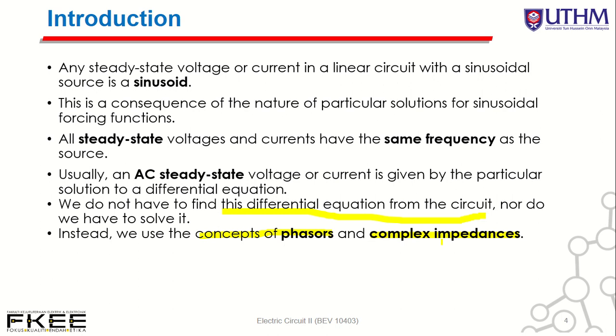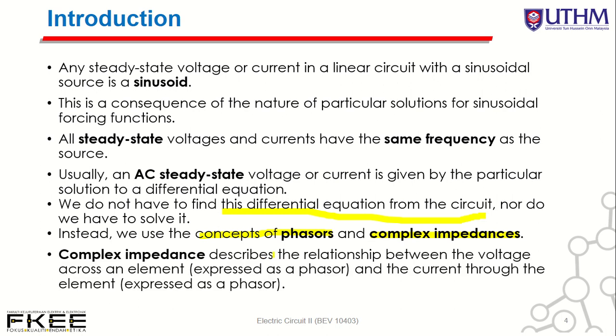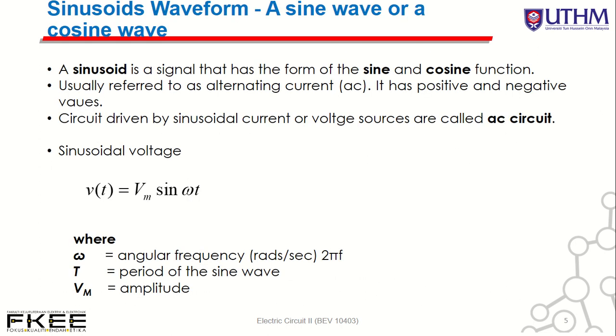Okay, so in this topic we will focus on phasor. What is phasor? Okay, so in brief, complex impedance describe the relationship between the voltage across the elements, which is expressed as a phasor, and the current through the element also expressed as a phasor, because we know that impedance equal to V over I. Okay, voltage over current.